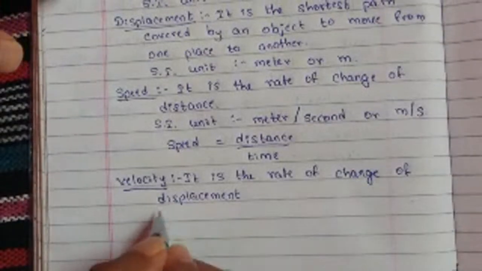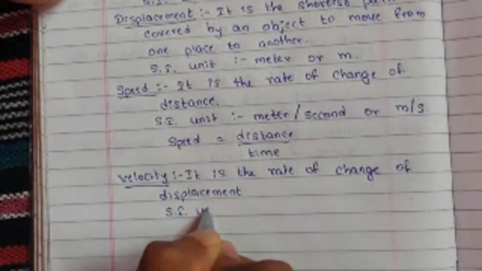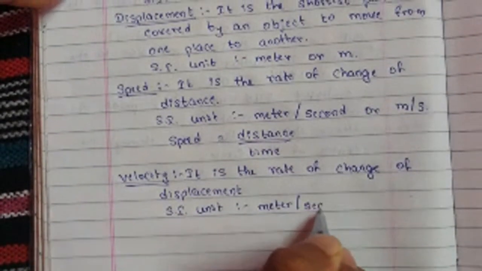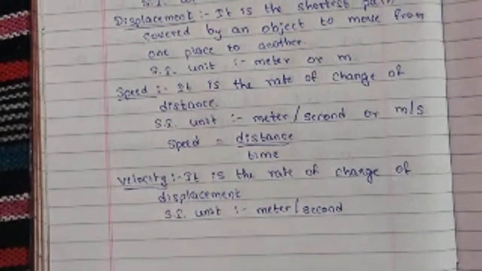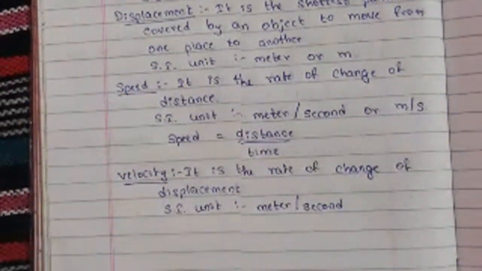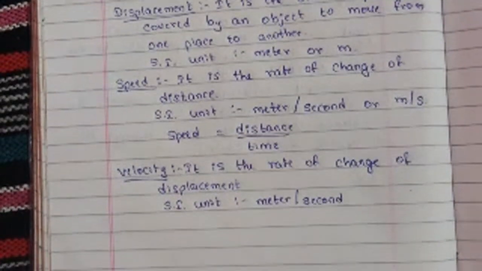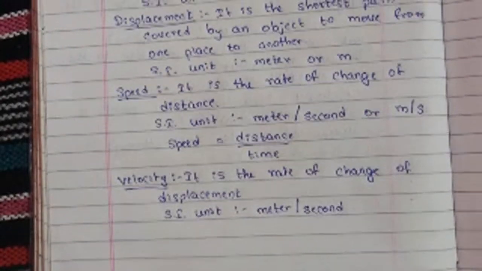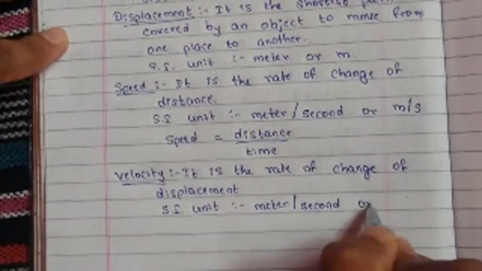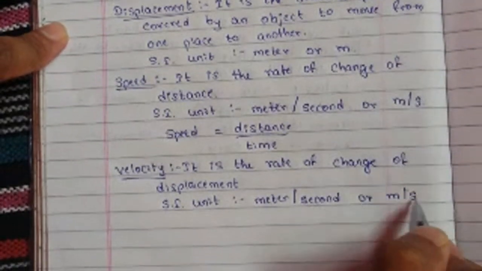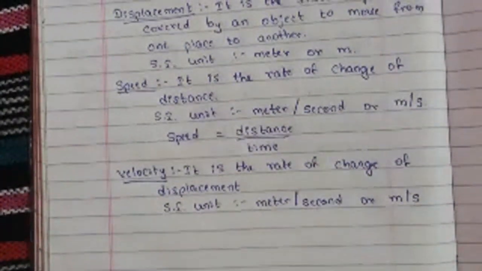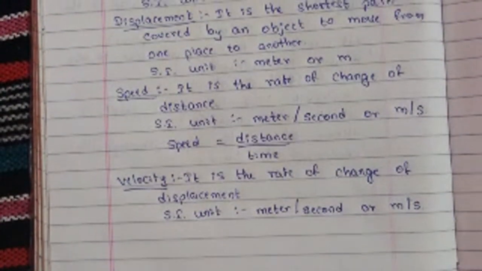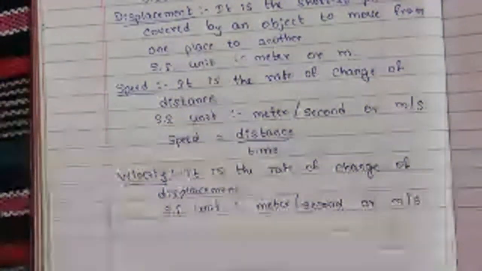Next, the SI unit here is again meter per second, all small letters. In distance the SI unit is meter, and displacement SI unit is meter. For speed and velocity, the SI unit of speed is meter per second, and similarly the SI unit of velocity is meter per second, or small m bar small s. The SI unit plays a very important role in the final answer. Along with the answer you have to write the SI unit, then only you will get full marks.